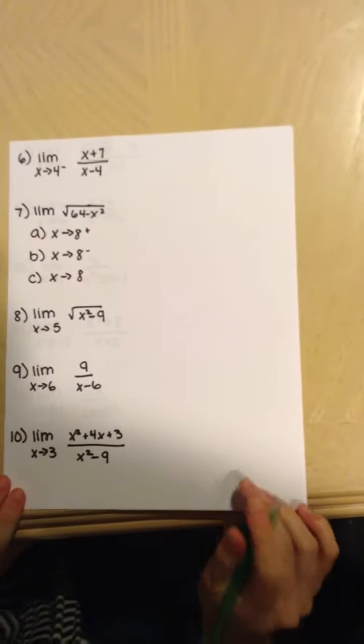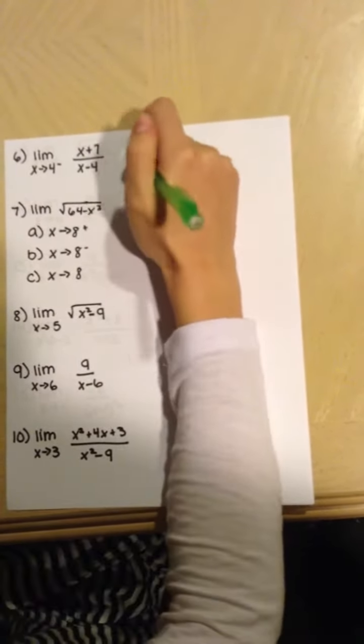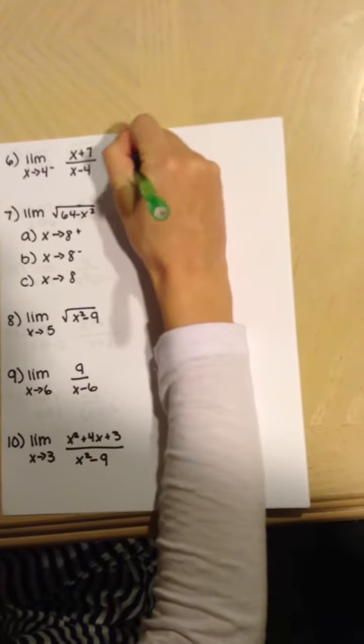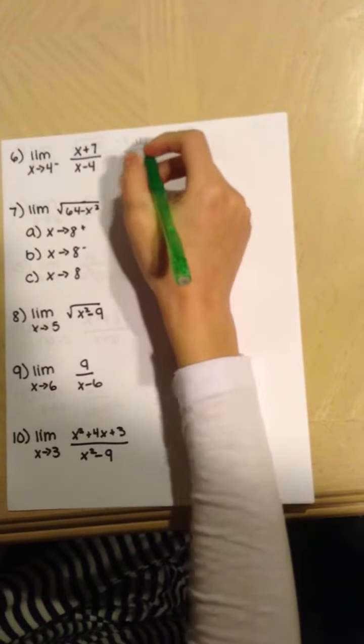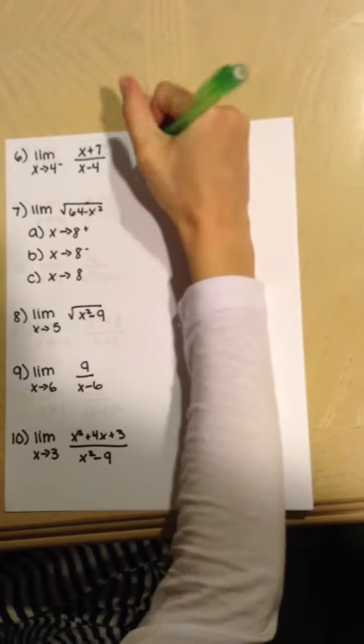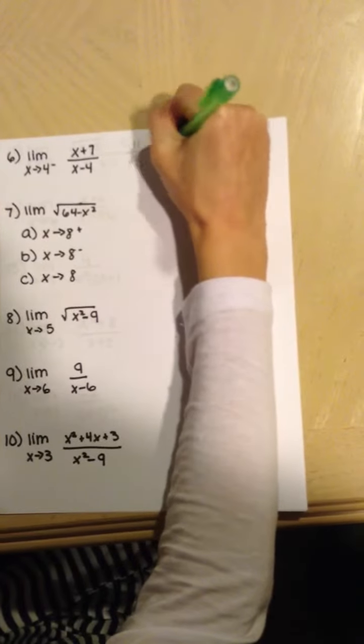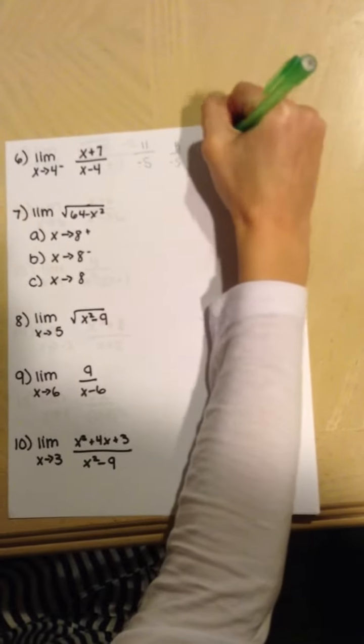So for this next one, to the left of 4, a little less than 4, that's going to be about 11 on top, about 4 plus 7. And then on the bottom, a little bit less than 4 minus 4 is going to be a negative small number. So big over a negative small is negative infinity.